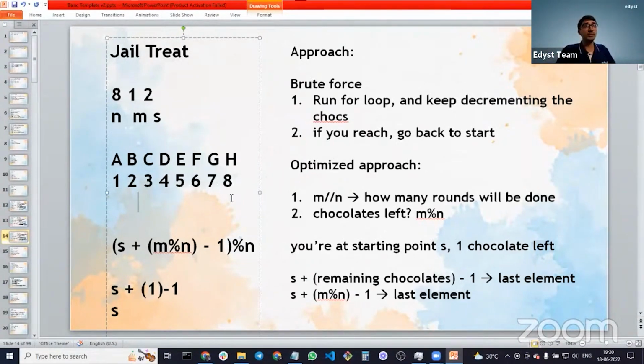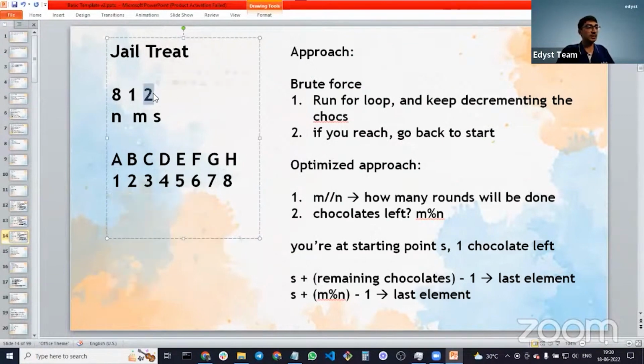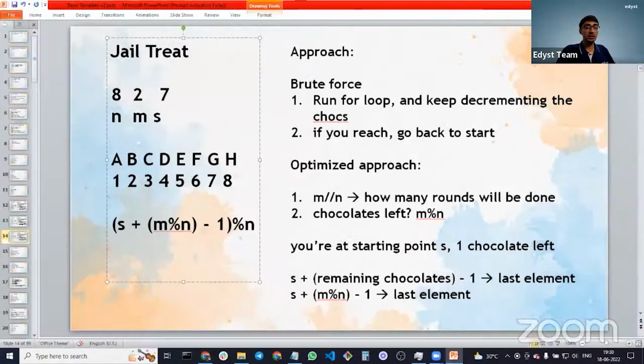Now, why did I do that modulo if it's equal to 0? In the case, let's say that you get 8 at the end. For example, let's say S is 7. So I'm starting at 7 over here, and I have 2 chocolates to give. So again, let's take that formula. 7 plus 2 modulo 8 is 2 only, minus 1. What will this be? This will be modulo 8. 8 modulo 8 is equal to what? Is equal to 0.